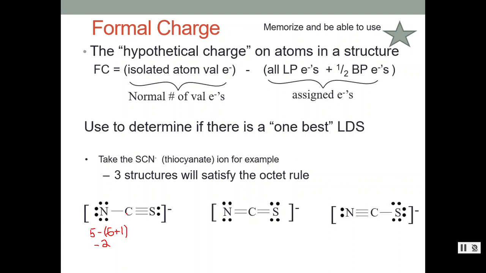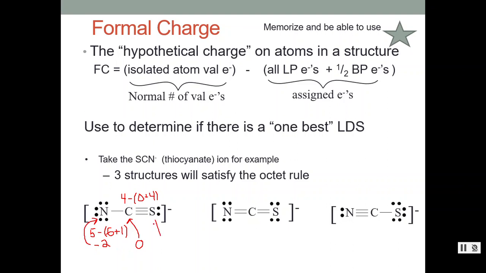Now let's do carbon. Carbon is in group 4, so it has a valence of 4. I'm going to subtract the lone pairs. There are no lone pairs on that carbon, so a big fat 0. I see 1, 2, 3, 4 bonds, so 8 electrons, but half of those is 4. So I'm going to add 4 to that according to my formula, and so the formal charge of carbon is 4 minus 4, a big fat 0. So that is the formal charge of carbon. There's my formal charge of nitrogen.